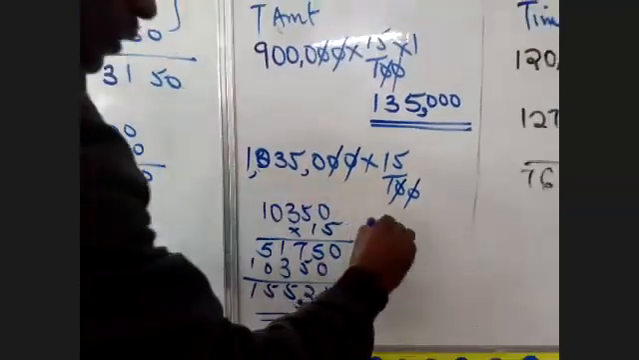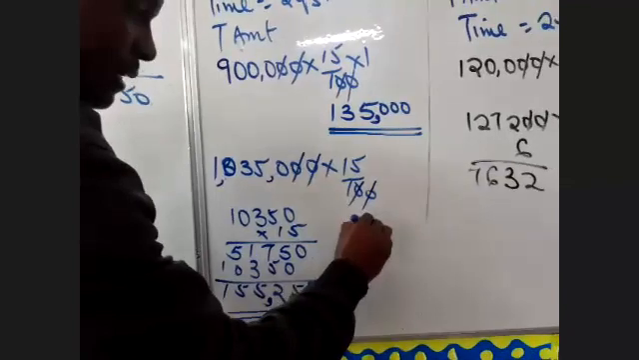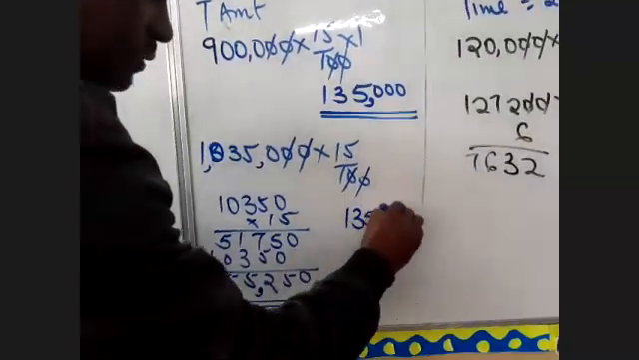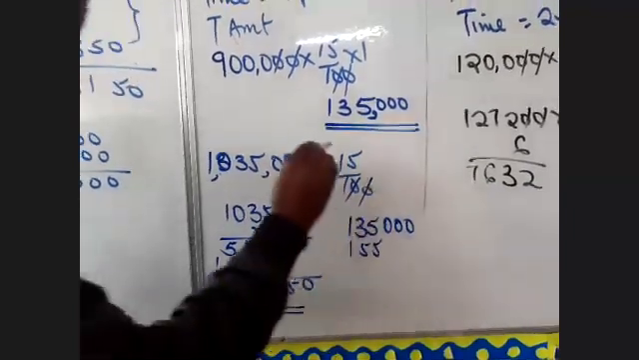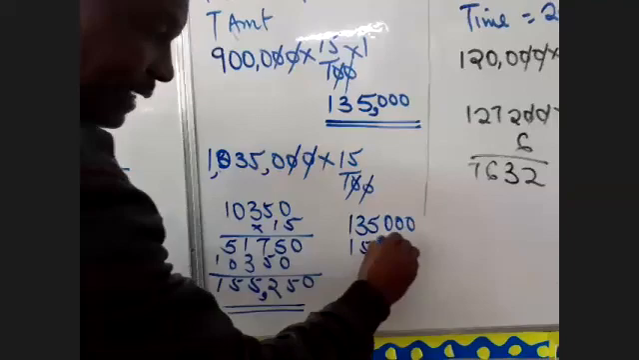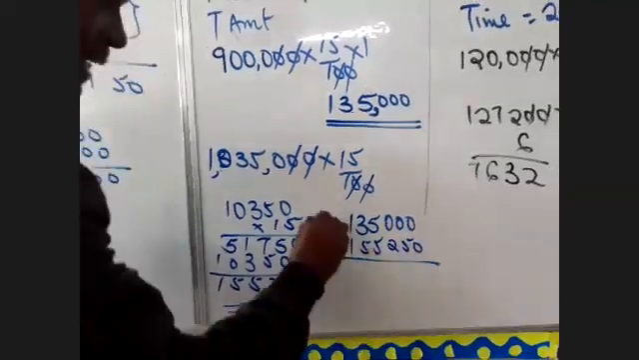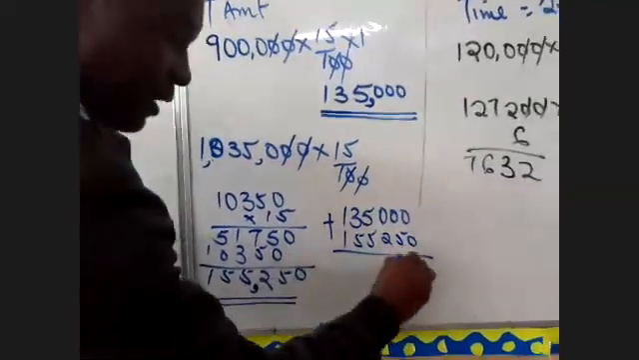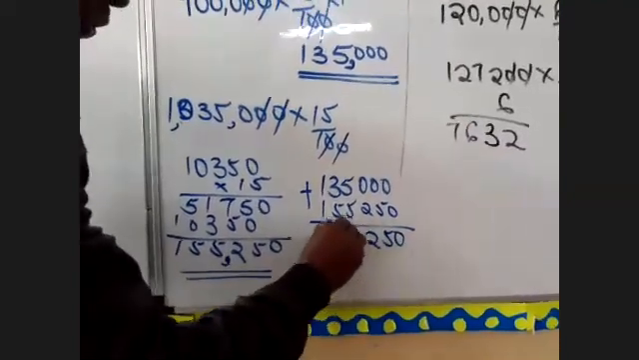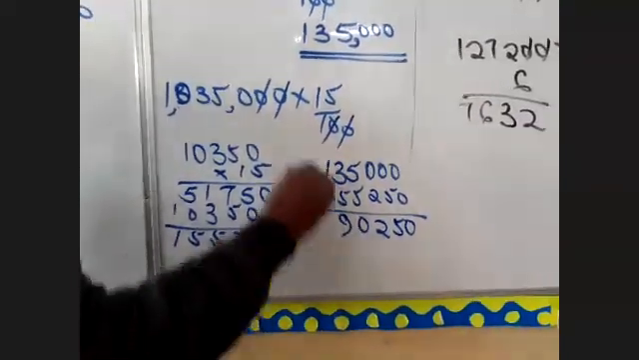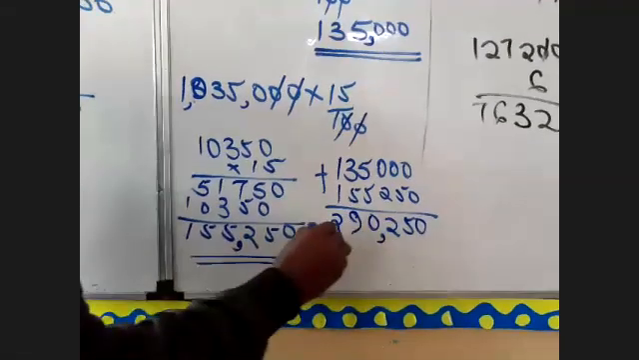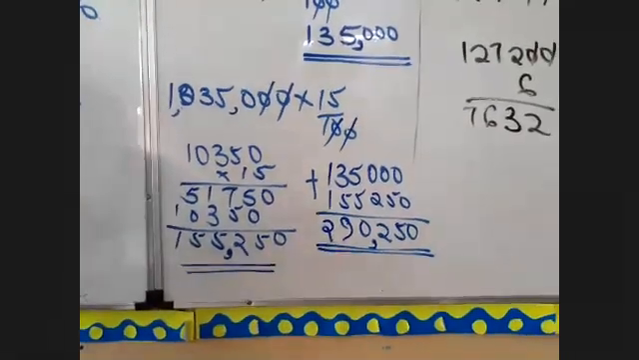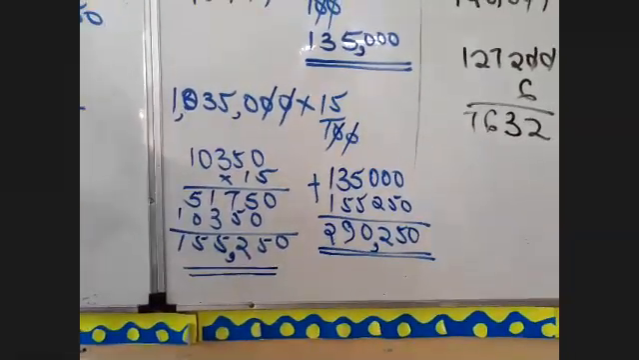Total interest, you say interest for year 1, 135,000 plus interest for year 2, 155,250. So the total interest in the 2 years, 0, 5, 2, 10, 8, 9, 2, 290,250.